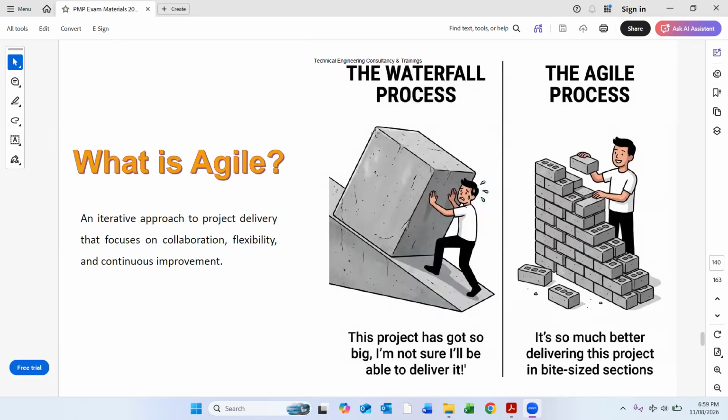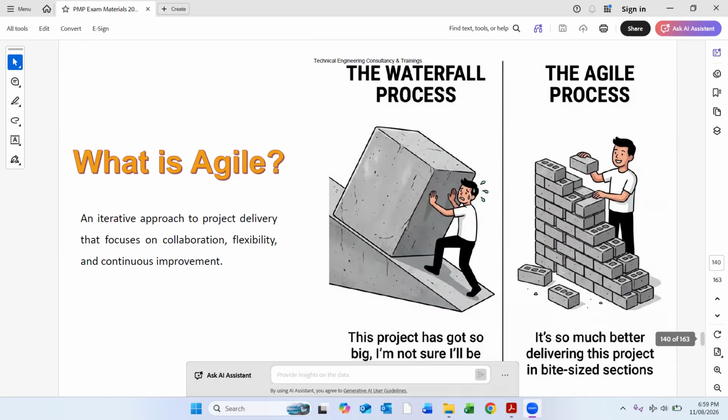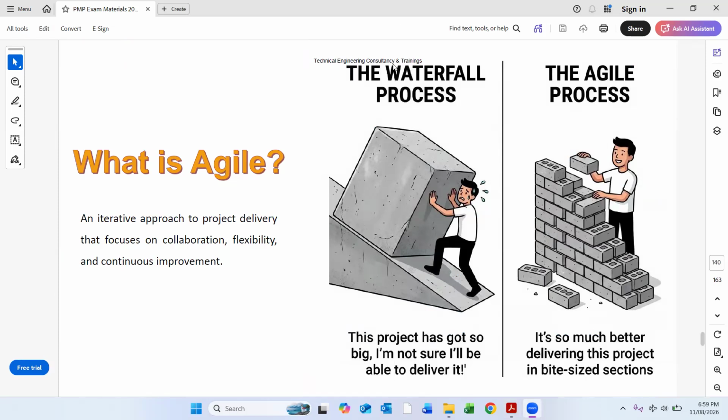So what is actually agile? It is an iterative approach to project delivery that focuses on collaboration, flexibility, and continuous improvement. So this is the meaning of agile. The most important part in agile is the continuous improvement.